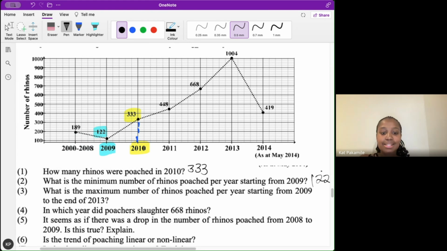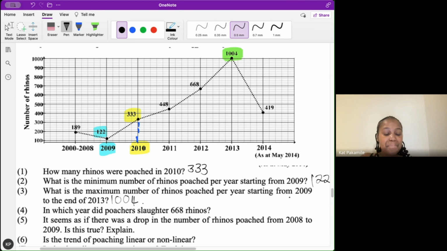What is the maximum number of rhinos poached from 2009 to 2013? Indeed, Senyani, this is the maximum number. Can you see how hectically it's increasing, guys? That's why these are endangered.